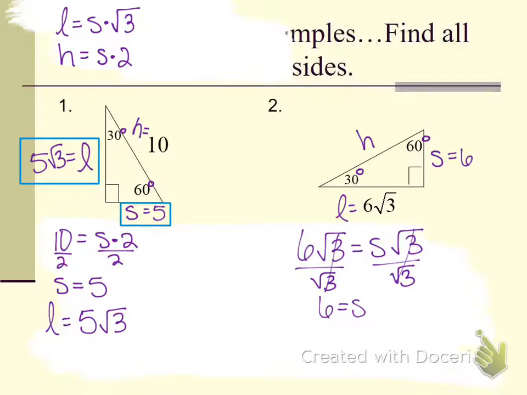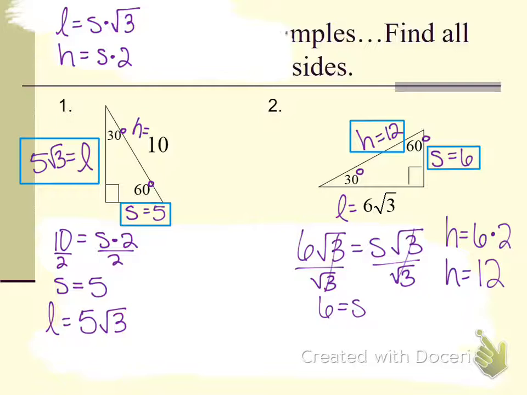To find the hypotenuse, we're going to take the short side and do what? Multiply it by 2, and we get the hypotenuse is 12. So then we've got our 2 missing sides. Questions about 1 and 2? Need more time before I take it all away.